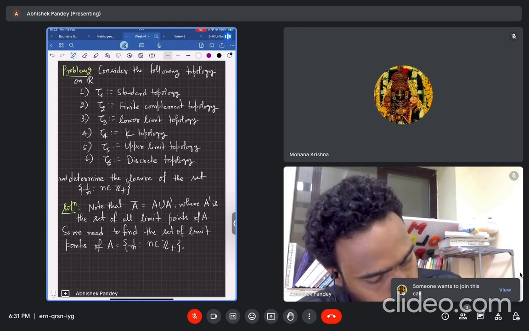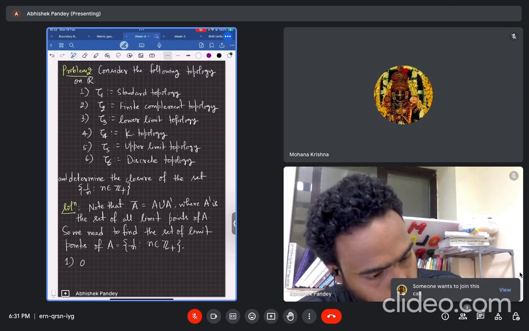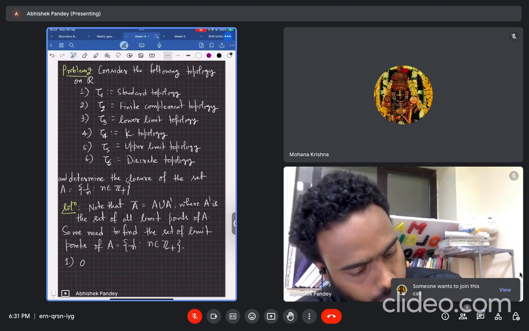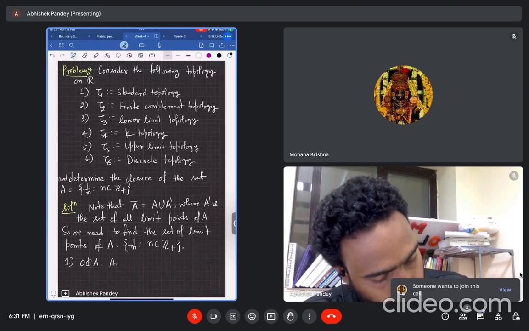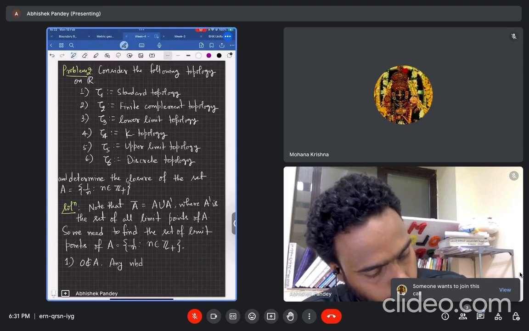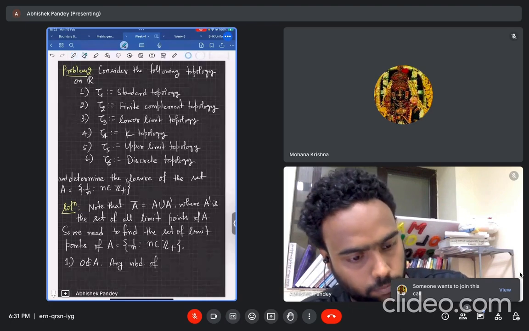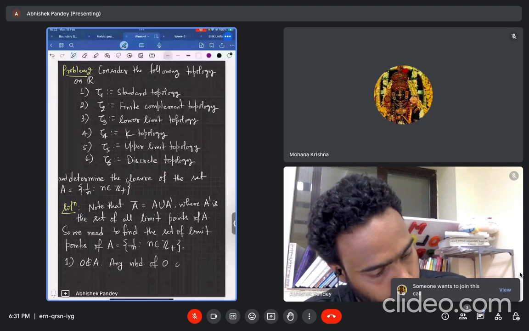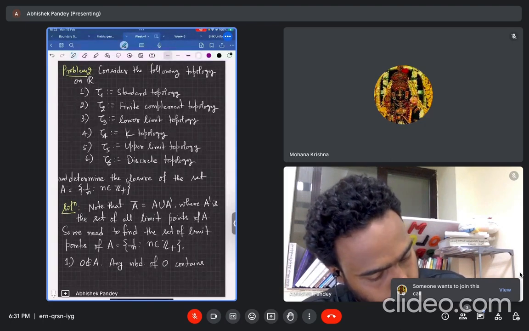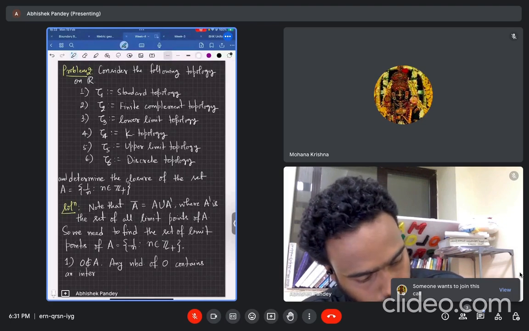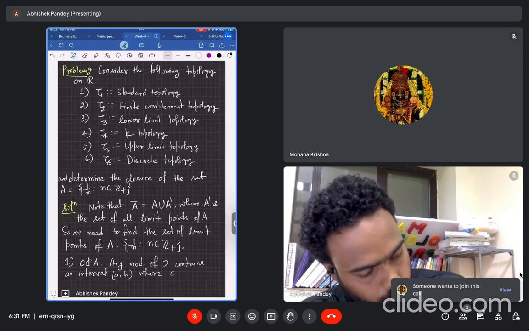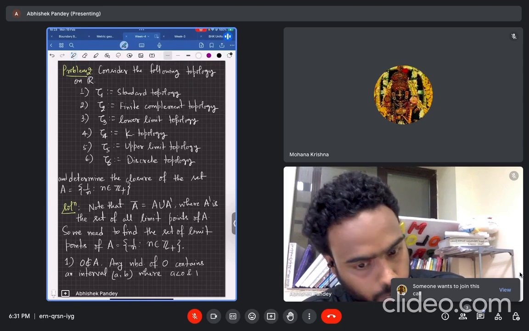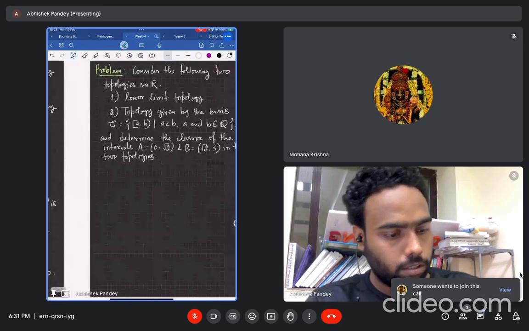So we will first do the standard topology. Clearly 0 doesn't belong to A. Any neighborhood of 0 contains an interval (a, b), where a is less than 0 and b is positive.